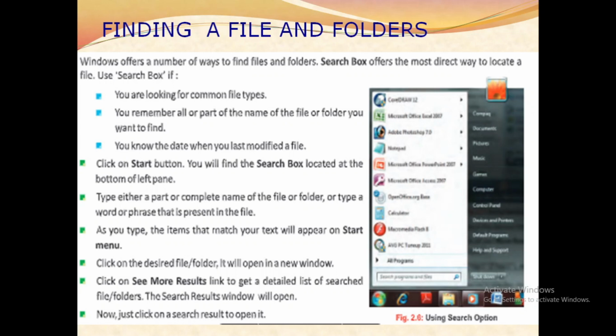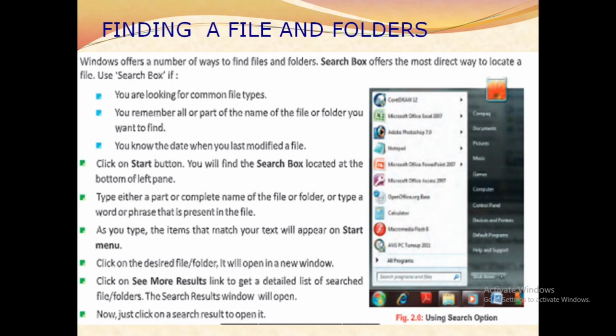As you type, the items that match your text will appear on the start list. Click on the desired file. It will open in a new window. Click on the see more results link to get a detailed list of searched files and folders. The search result window will open. Now just click on the search result to open it.